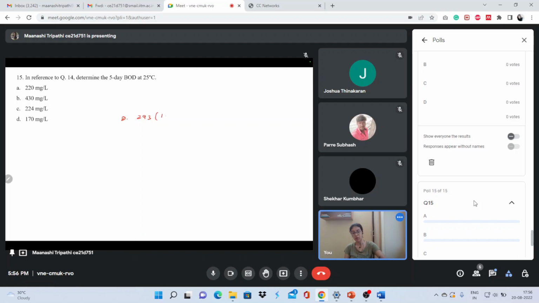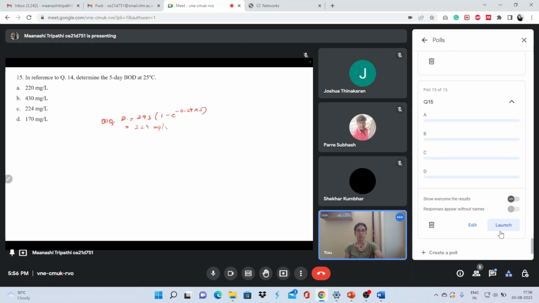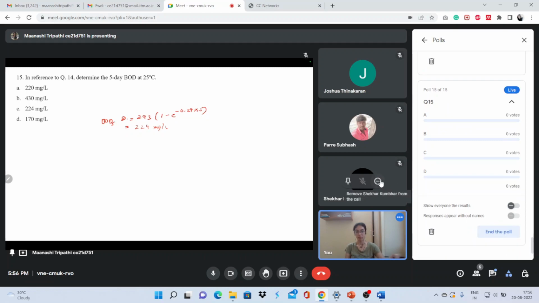293 was the ultimate BOD. 1 minus e raised to the power minus 0.29 into 5, and we need to get the BOD at the fifth day. What will be the answer? I'm getting my answer as 224. We'll see the answer. Yeah, it's 224 milligrams per liter.